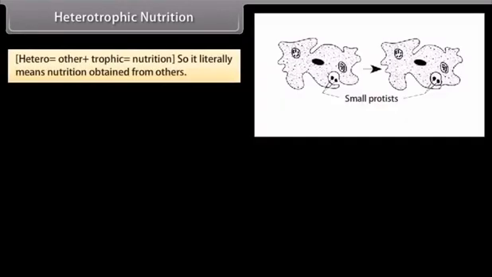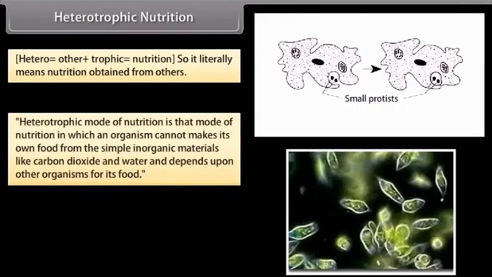Heterotrophic nutrition. Hetero means other, trophic means nutrition. So it literally means nutrition obtained from others. A heterotrophic mode of nutrition is that mode of nutrition in which an organism cannot make its own food from simple inorganic materials like carbon dioxide and water and depends upon other organisms for its food.